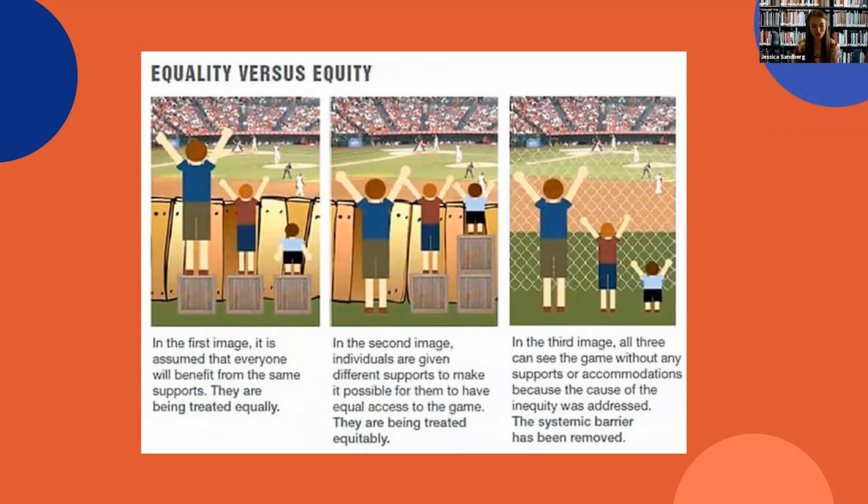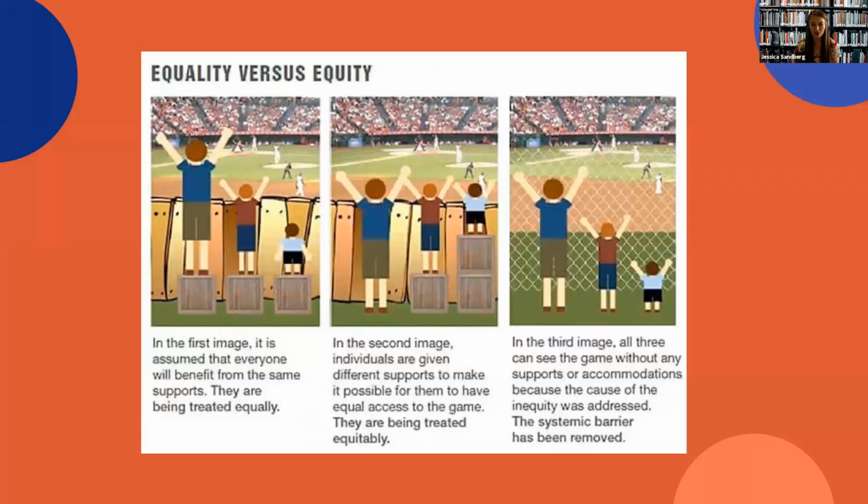In the second image, individuals are given different supports to make it possible for them to have equal access to the game. So in this case, the person who can see over the fence isn't given a box, while the person who can't see over the fence on their own is given a support appropriate to their circumstances. So they are being treated equitably. In the third image, all 3 of the individuals can see the game through a chain link fence without any supports or accommodations because the cause of the inequity was addressed. So the systemic barrier has been removed. So these definitions helped us understand the difference between equality, equity, and systemic barriers.